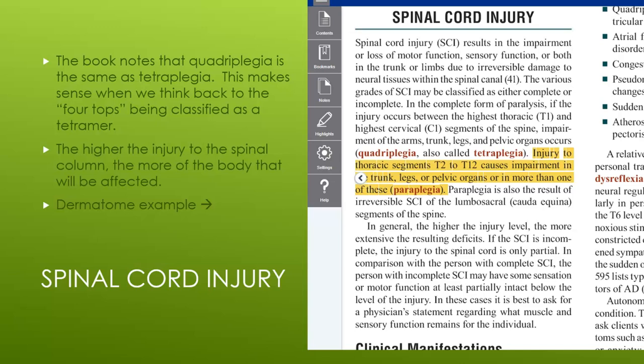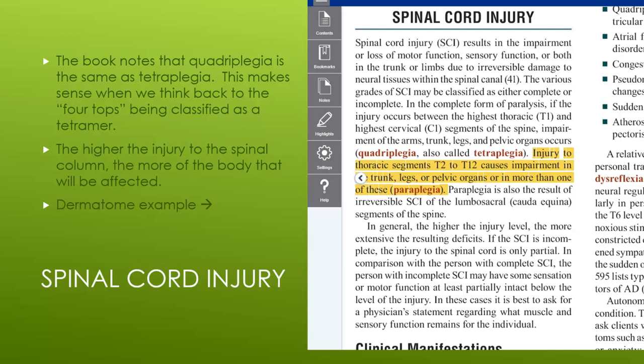And if you think back to when we were talking about the 4 tops and the hemoglobin, that terminology was tetramer, 4 tops. 4, tetra, I believe it's French if I remember correctly. So tetraplegia, tetramer, just different areas of the body and using the verbiage a little bit differently. So we know that the higher the injury, the more of the body that will be affected. And the book notes that injury to the thoracic segments, T2 to T12, will cause impairment in the trunk, legs, and or pelvic organs in paraplegia. So think para, 2, tetra, or quad, 4.